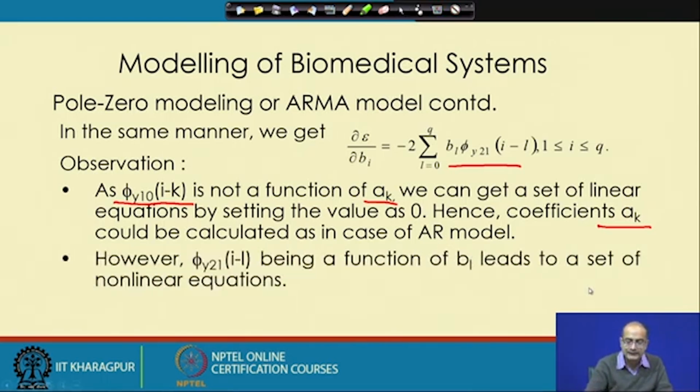Now, if we look at the next set of equations, we get unfortunately phi y 2 comma 1, it is a function of again b I. So, it is not a set of linear equations. By equating that delta eta, partial derivative of that with respect to b I, to 0, the equations we get are not linear equations in terms of b I, but it becomes a set of nonlinear equations.